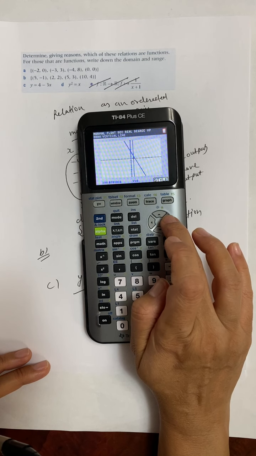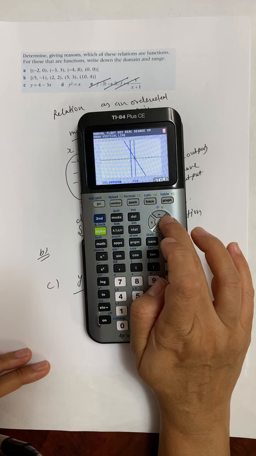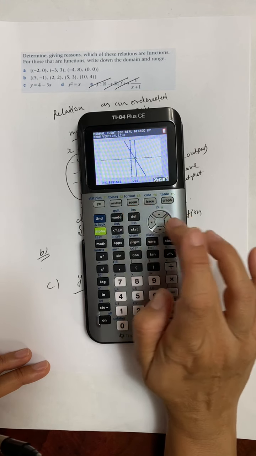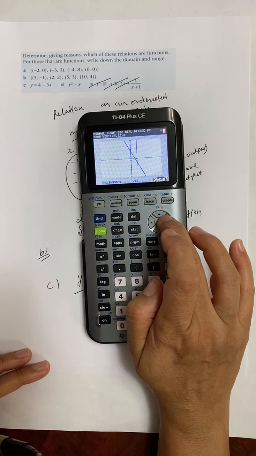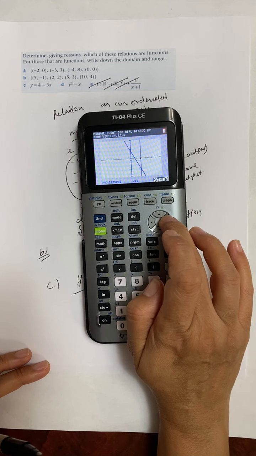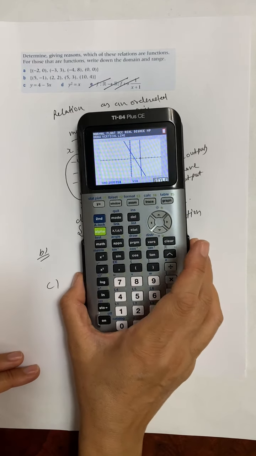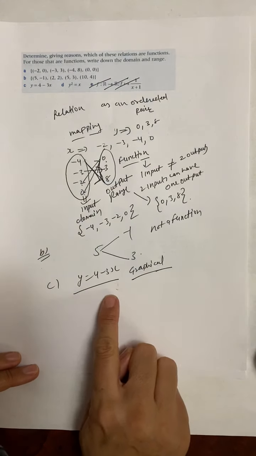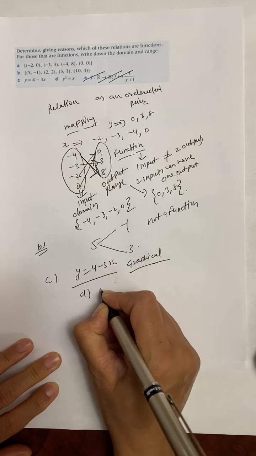it passes the vertical line test. And what does that mean? When you are moving a vertical line across the graph, there should be only one point of intersection. And as you can see, as we are moving, there is only one point of intersection, which means, in fact, this is a one-to-one function. For one input, you will have one output. So the graph is another way you can use to find out whether the given relation is a function or not.